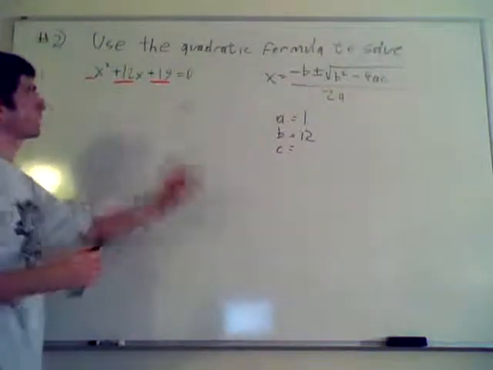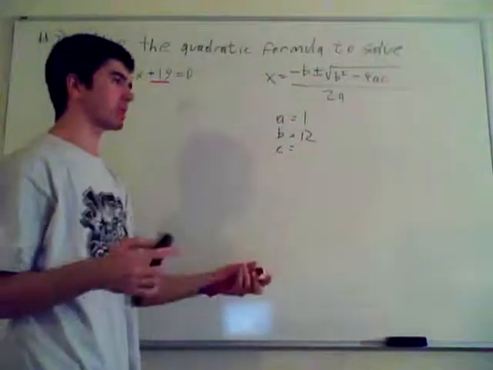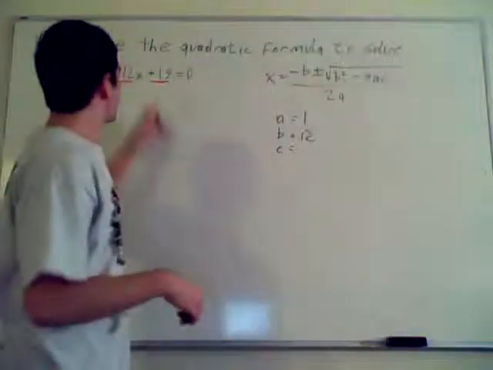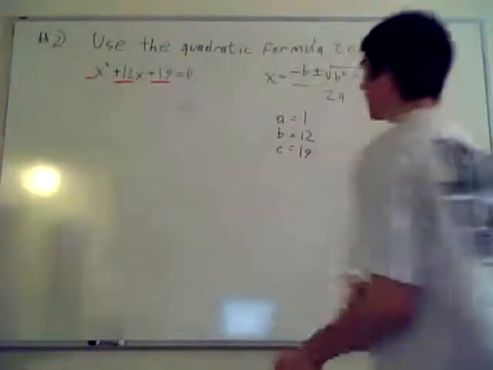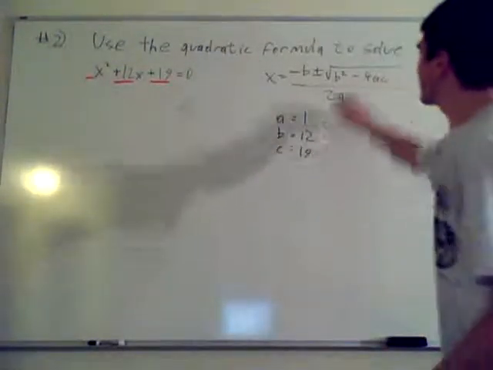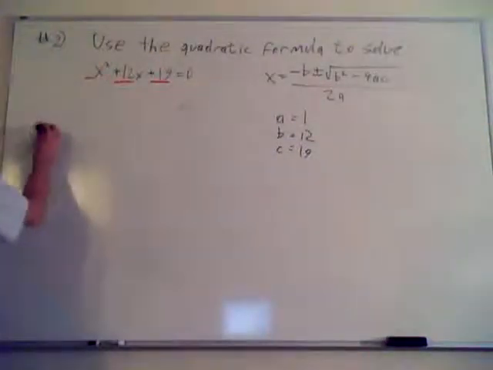For c, plus 19, it's a constant really. It doesn't have a variable with a coefficient. But it's going to be 19 because that's all that's left. Alright? So now you have to plug these into here. So let's write this out right here.